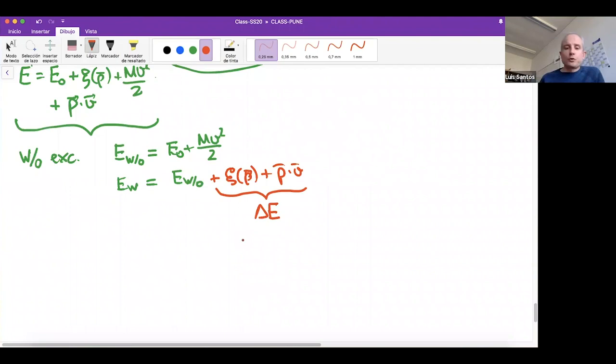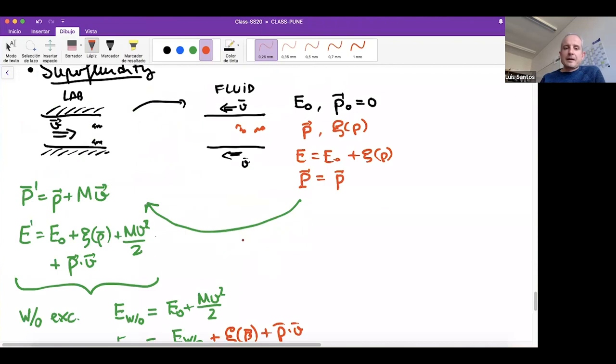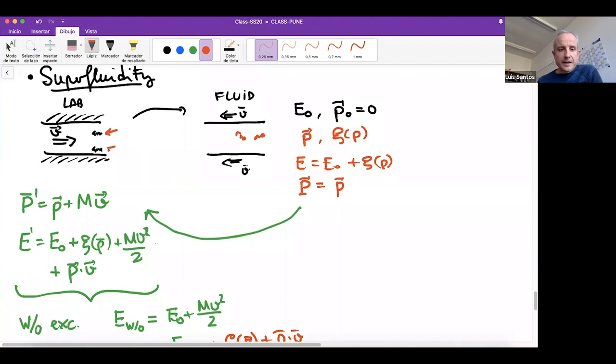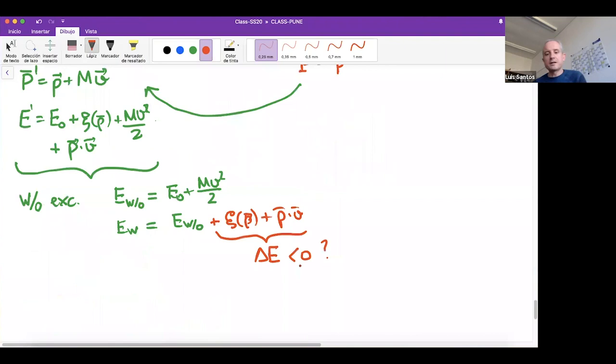And now why do I want to go to this point? I want to go to this point because I will create these excitations spontaneously, and they are going to be responsible for the viscosity in my system. We should not forget that I am seeing this excitation as the reason for the viscosity in the system. But in order to have these excitations, I have to create them, and I create them spontaneously if this delta E is smaller than zero, so if I reduce energy by creating them.